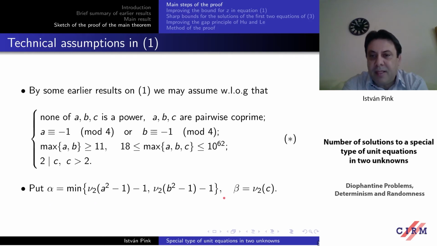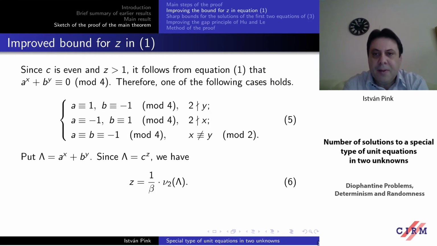We denote by alpha and beta the 2-adic valuations of some numbers. The beta is just the 2-adic valuation of C, which is greater than or equal to 1, since C is even. And now some details about the general upper bound for z, the general Baker-type bound. Since we would like to give an upper bound for z, and since C is even and z is large enough, we may suppose this. What is important here is that at least one of x and y is odd.